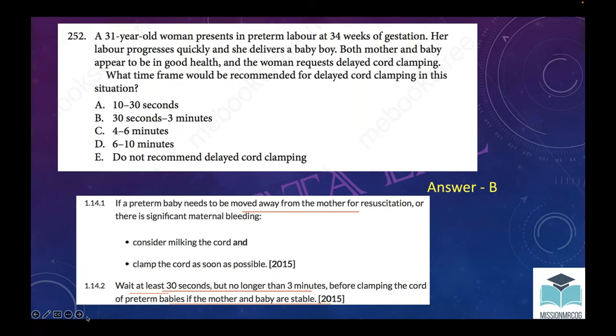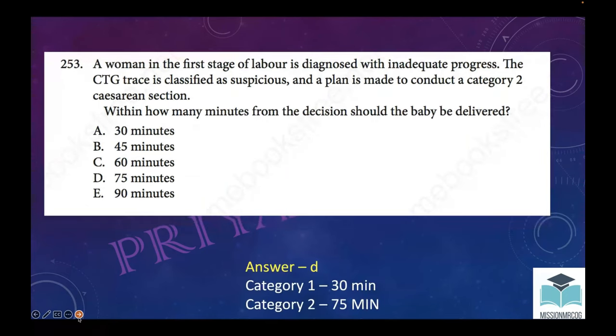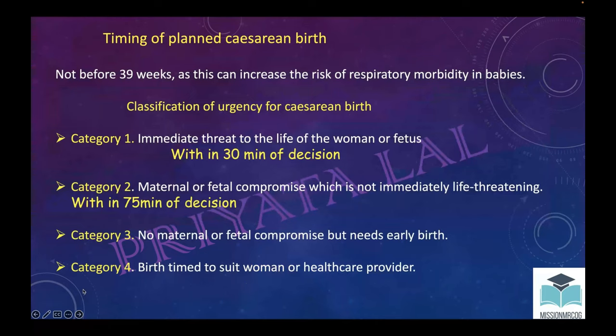Now the CTG is suspicious, plan to conduct a category 2 cesarean section. Within how many minutes is the decision to be taken? 75 minutes, ma'am. 75, yes. And these are the categories that we already know. Category 1 is within 30 minutes. Category 2 is within 75 minutes. Category 3, there is no maternal and fetal compromise. And category 4 is the elective cesarean section. The cesarean is done when suitable to the woman or the healthcare provider.